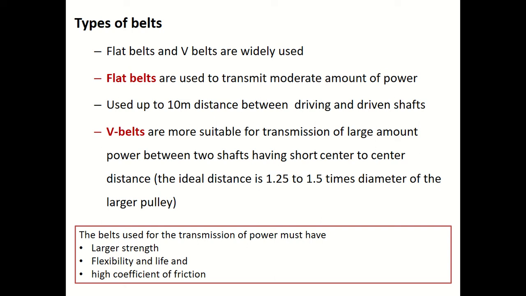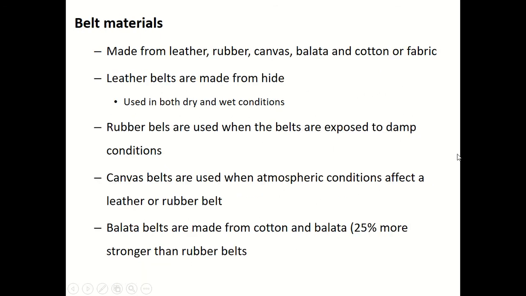Okay, the belts which are used for power transmission should fulfill these requirements which are highlighted in this box. It should have larger strength, flexibility and life, and a high coefficient of friction. Now let's also see what are the different types of belt materials.